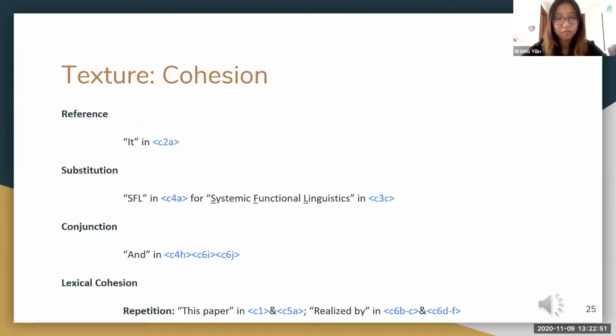Regarding cohesion, there are many different ways of looking at this, and I'll just cover a few. We have reference, for example, it in clause 2a, referring to this paper in the first clause. We have substitution with SFL, referring later in the text to systemic functional linguistics. There's conjunction with and; we don't really have much else for conjunction, but here and is used for listing and linking. As far as lexical cohesion goes, there's repetition of this paper, and realized by occurs a lot in C6.